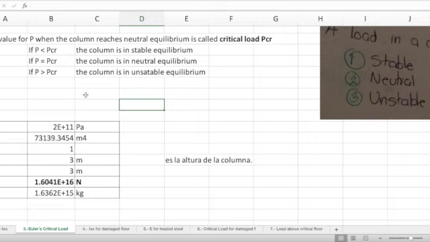The modulus of elasticity is 200, and the moment of inertia is 73,139.3454, and the effective length is 3. We multiply the height of the column 33 by 1, that is equal to K, to be an articulated column. This squared results in a critical load of 1.60 times 10 to the 16.